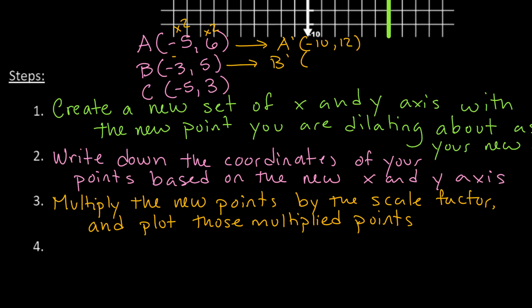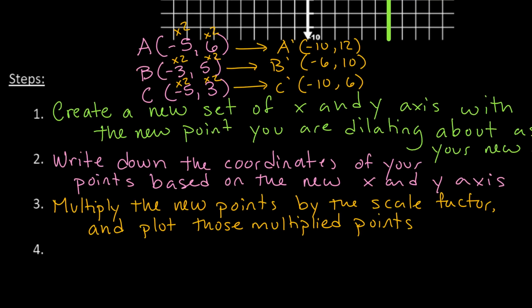And B prime, we're multiplying both the x and the y by 2, so negative 3 times 2 is negative 6. And 5 times 2? And negative 5 times 2 for the C is negative 10. And 3 times 2. Good. So these are the coordinates of our new points.